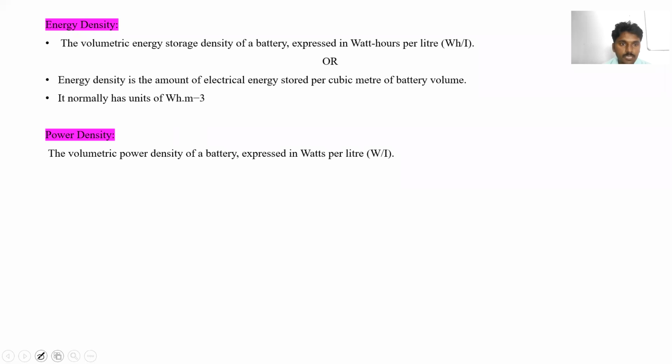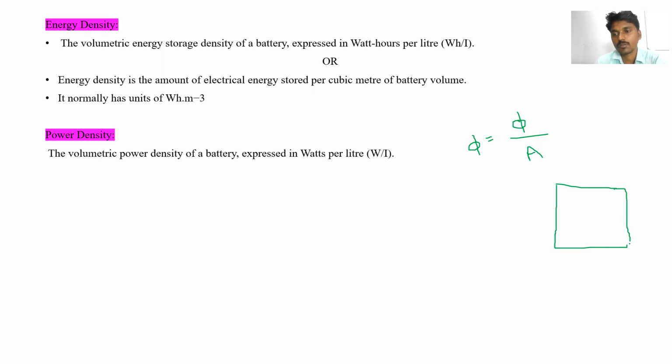The volumetric power density of the battery is expressed in watts per liter. Watts per liter means density. For example, flux density. How do we define flux density? Flux per unit area. For example, this is the total volume of the object. These are the total unit areas. This is the first unit area, this is the second unit area, third, fourth, fifth. So flux per unit area.